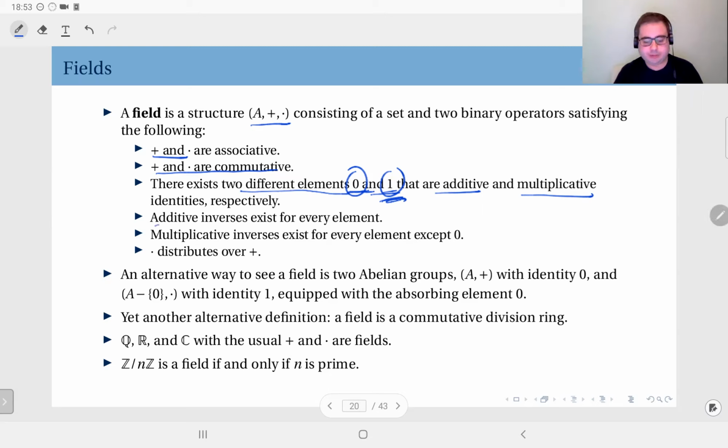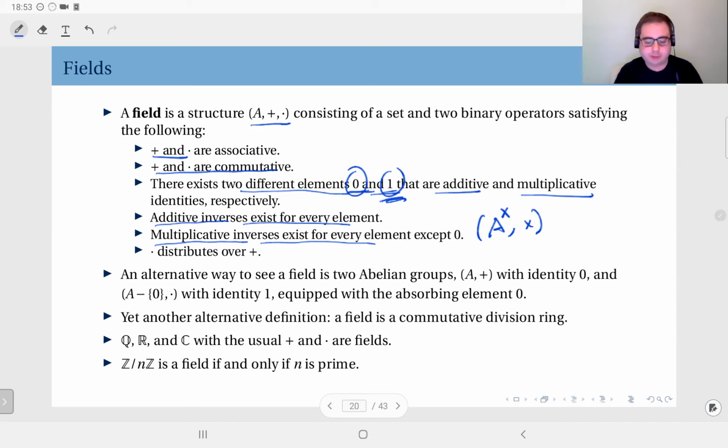And also, additive inverses exist for every element, because you have an abelian group underlying with respect to addition. But also the multiplicative inverse exists for every element except 0. Okay, so sometimes we denote this with a multiplication symbol as a superscript over the set, along with the multiplication forms an abelian group.